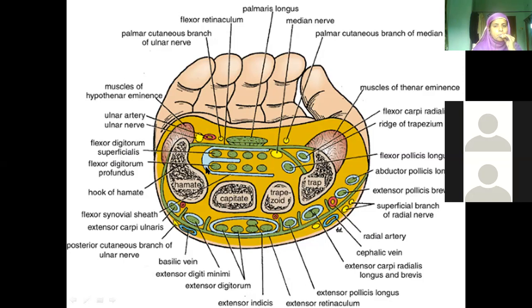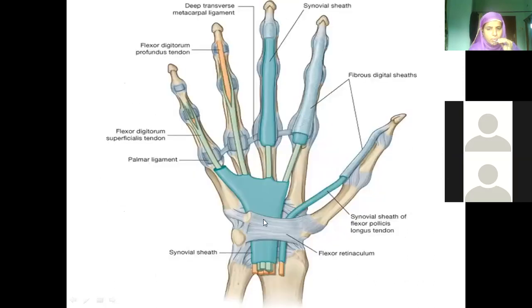Below flexor digitorum superficialis, what tendons will pass? Flexor digitorum profundus. What is the tendon which is passing towards the thumb? One is the flexor carpi radialis. Okay, the rest of the muscles we will study in the extensor compartments. Now you will not understand, I will tell you in our following classes. Now see here, if you observe, what is this tendon? Blue, superficialis. Very good. Below this, the orange tendon? Flexor digitorum profundus.